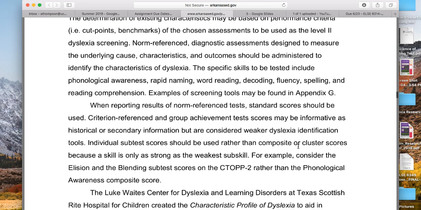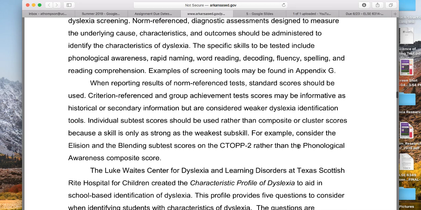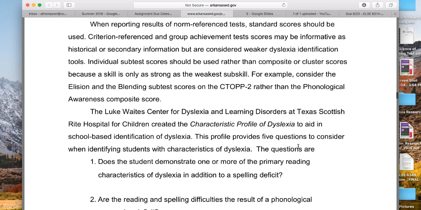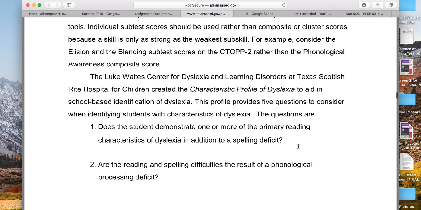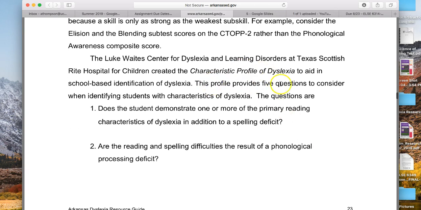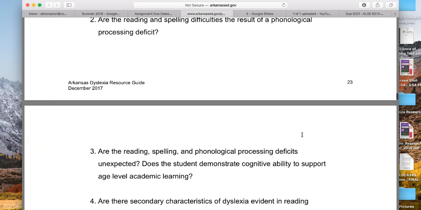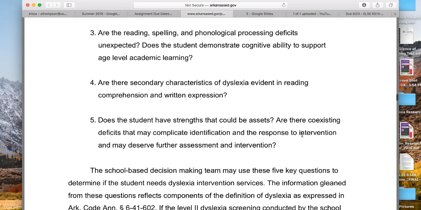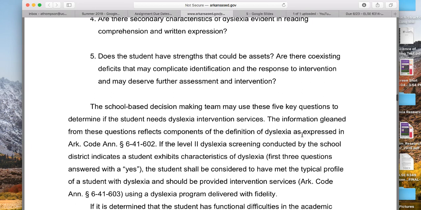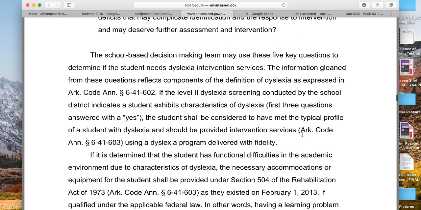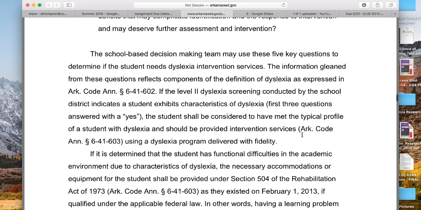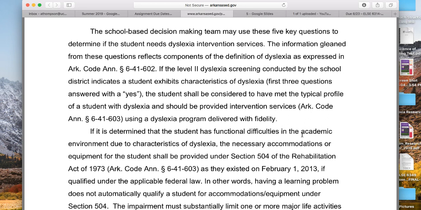If we look in our dyslexia resource guide, starting on page 23 is information about the Level 2 dyslexia screening. I would encourage you to be sure to read this part, especially where there are questions to consider when identifying students with characteristics of dyslexia. These are very, very good questions, and a school-based decision-making team could use those 5 questions to help determine if the student is in need of services.